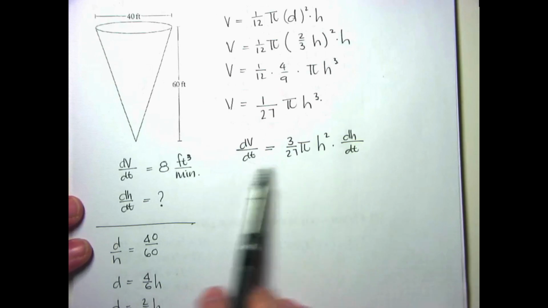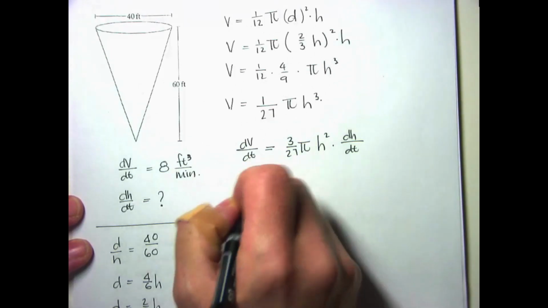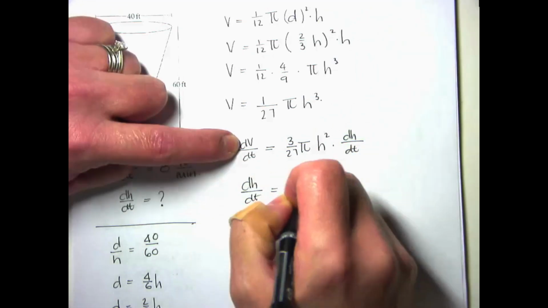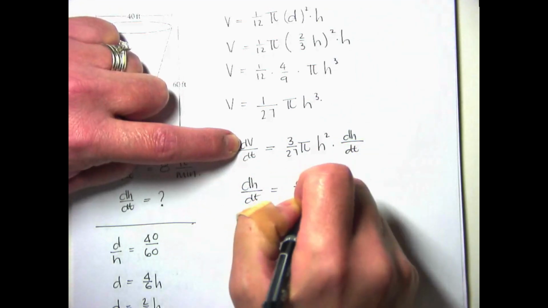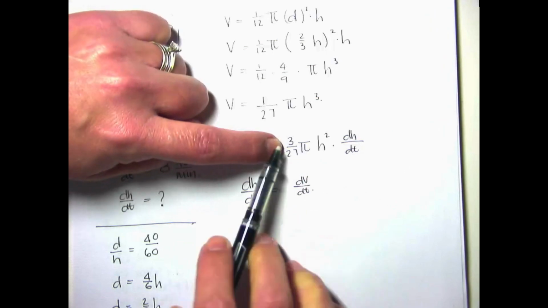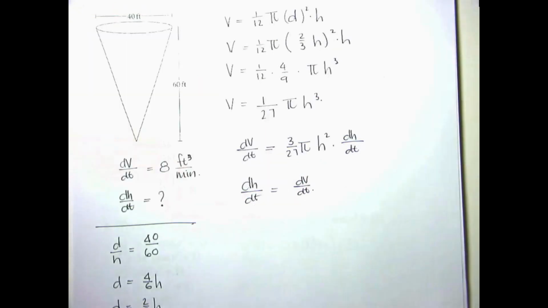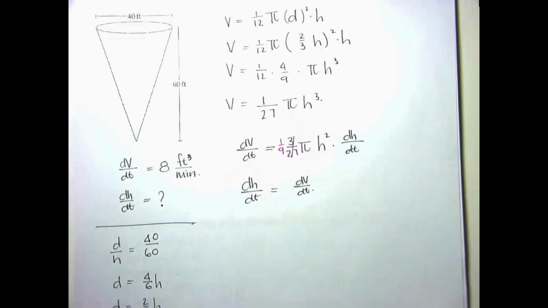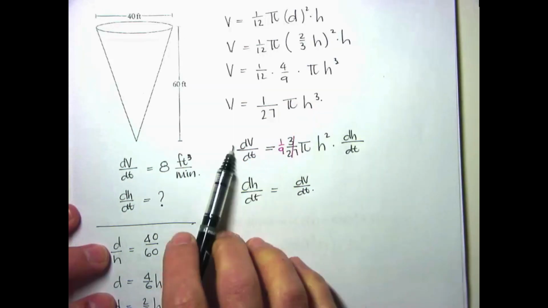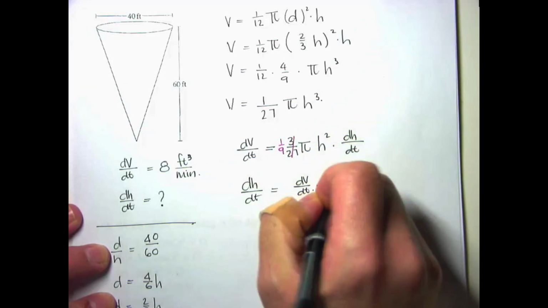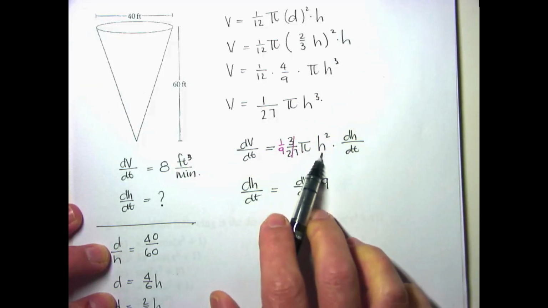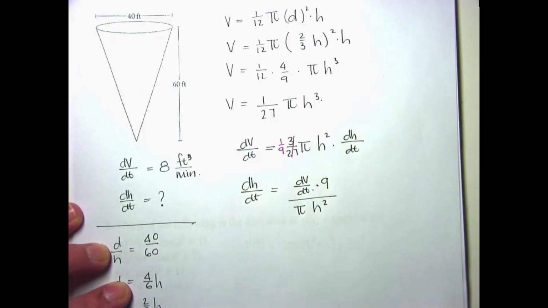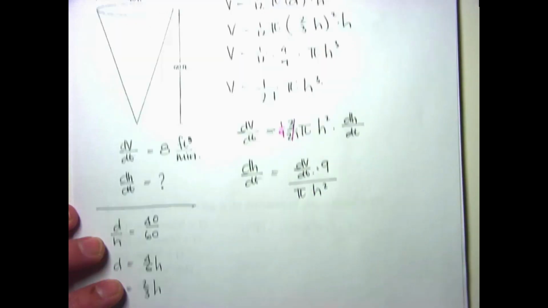So if you start moving all of this stuff to the other side, we get that dh/dt is equal to, let's see, it'll be dV/dt. If I move the 3 over 27, this is the same thing as 1 over 9, right? If we move 1 over 9, we could really just multiply the 9 up on this side and then divide both sides by the pi h squared. All right, we know all of these values.